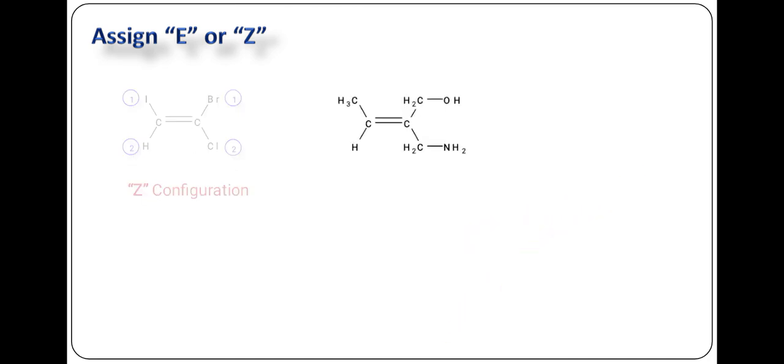Then the second example: CH3 and hydrogen. CH3 has a higher atomic number than hydrogen, so priority goes to methyl, then hydrogen. Again we have to compare CH2 and CH2, but one CH2 is attached to OH and the other CH2 is attached to NH2, so the priority goes to CH2OH because it has the higher atomic number, and CH2NH2 has the second priority. So here again both first priority groups are present on the same side of the olefinic bond, so this is the Z configuration.